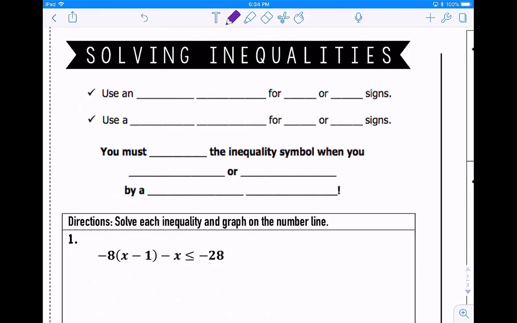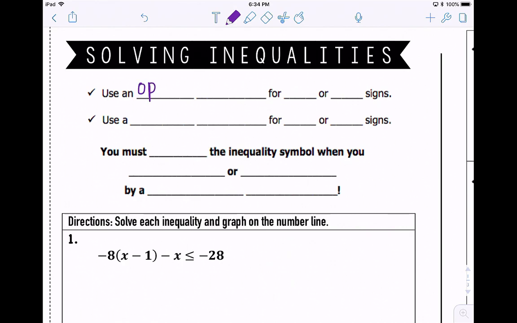Our notes today are going to be about solving inequalities. So when you solve inequalities, you need to know first that you use an open circle. So we're going to write that in there, open circle, for signs when they're less than or greater than, so not equal to.